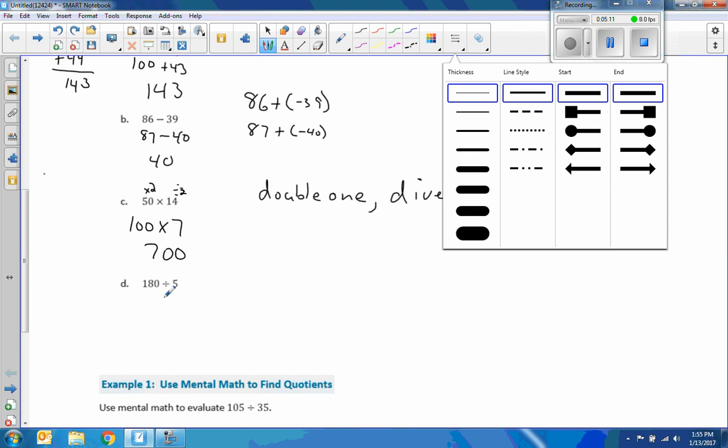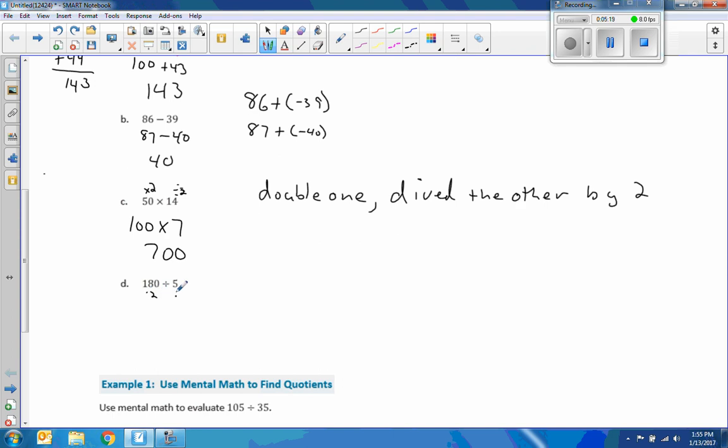So if I have 180, if I double it, 180 times 2, so I'm going to multiply by 2, multiply by 2, that's 360, and doubling 5, we get 10. And the reason I doubled it was because of this 5. It's really easy to divide by 10 because all we have to do is cancel out the zeros. So the answer is 36.